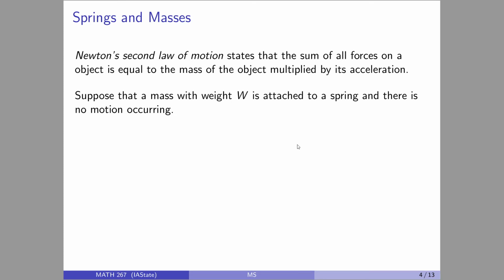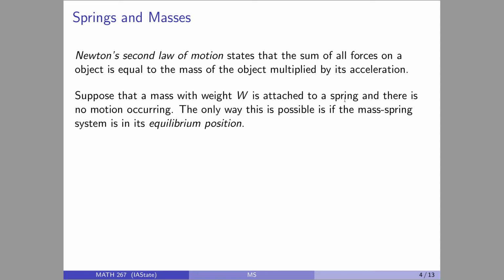Okay. So suppose we do have a mass with weight W attached to a spring, and no motion is occurring. They're just sitting there. Nothing's happening. This is called the equilibrium position. That's the only possible situation. So basically, the mass and the spring are attached to each other, hanging from the ceiling. They're not moving, so they are in harmony. They have reached equilibrium. They are fully at peace.